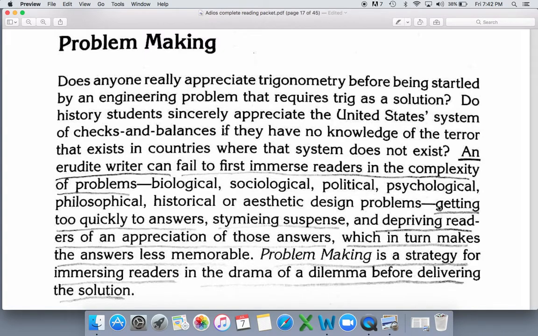but I also like this phrase as something to avoid. Getting too quickly to answers. You have been taught, for the most part, to write a 5-paragraph essay. The first paragraph introduces a thesis, it introduces your argument, it introduces your answer from the very beginning of the essay, probably just a few sentences in.